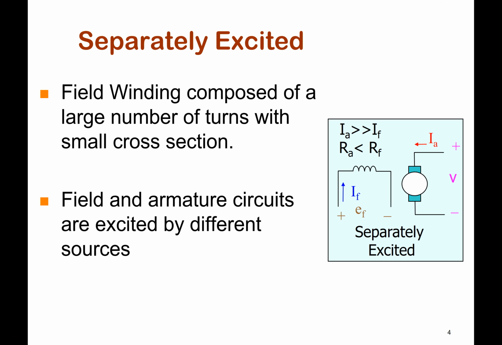Let's look at separately excited windings to start with. Here we have the field windings composed of a large number of turns with small cross section, and the field and armature circuits are excited by different sources. So it doesn't matter how you vary the voltage or the current in the armature, you get the same current in the field. And this does not happen, of course, if you have a series or shunt configuration.